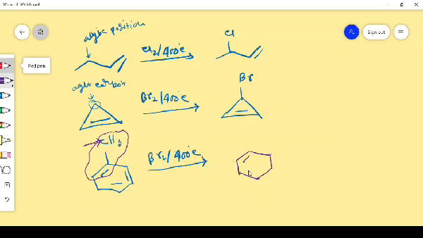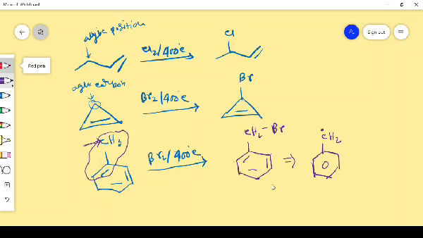Sometimes this position is also called the benzylic position. And what should be the intermediate for this reaction? The intermediate will be this, CH2 dot, and it is resonance stabilized because this free radical can resonate with the benzene. So this will be our product.